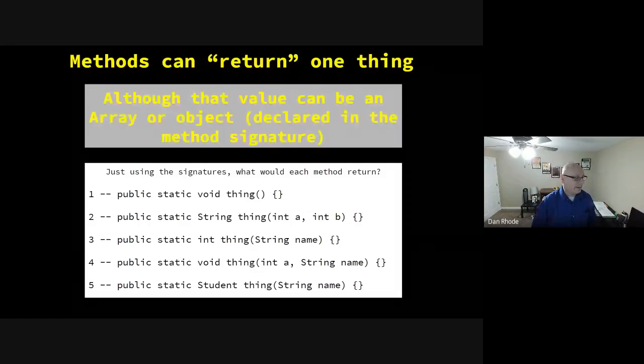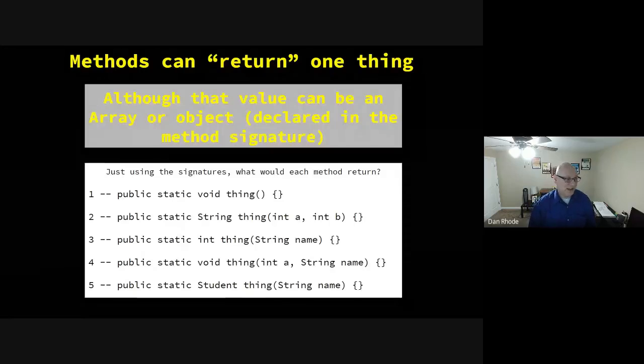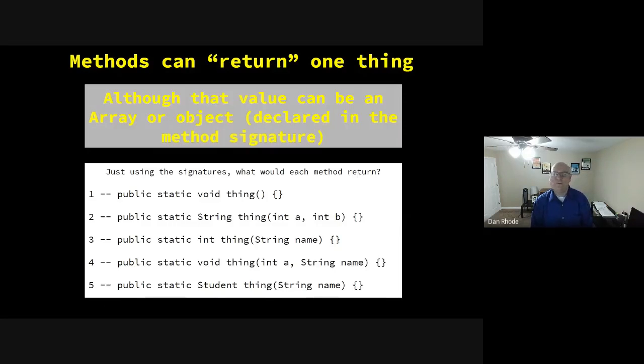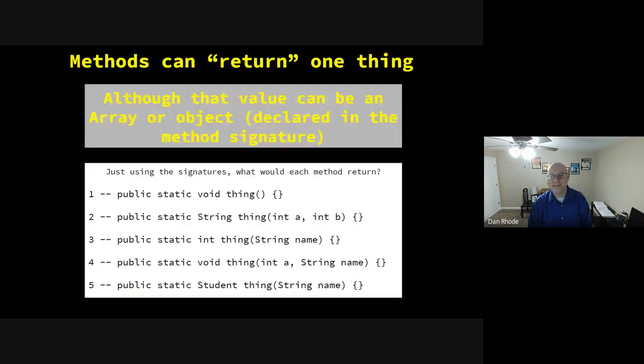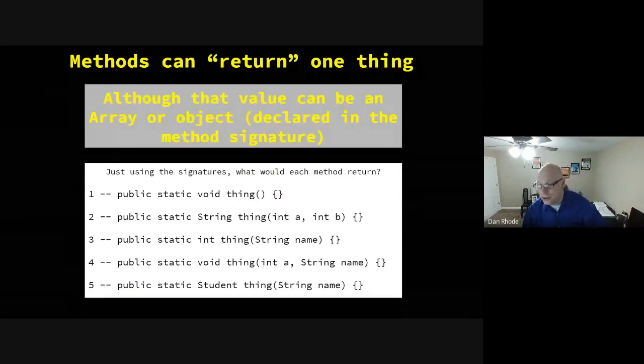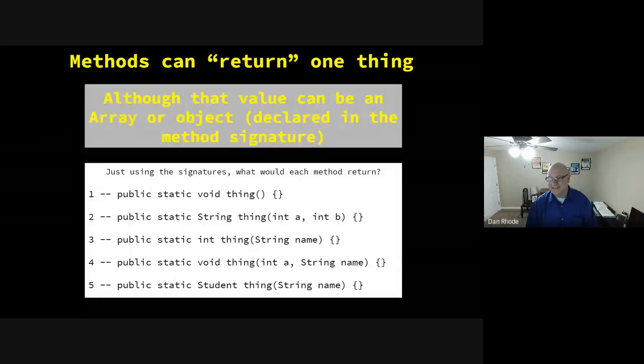Last one, number 5. Public static student string name. Ooh, if anyone gets this right, I will be impressed. What data type is this one returning? If people get this right, I will be in awe. This is really hard. All right, what data type is number 5 returning? 5, 4, 3, 2, 1, go. Some people are actually getting this right.